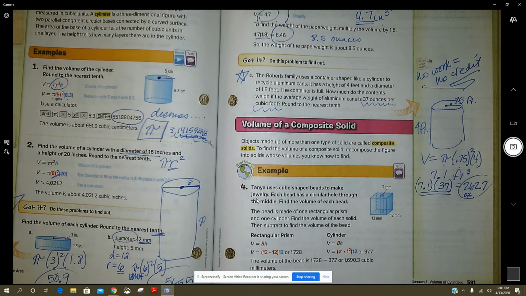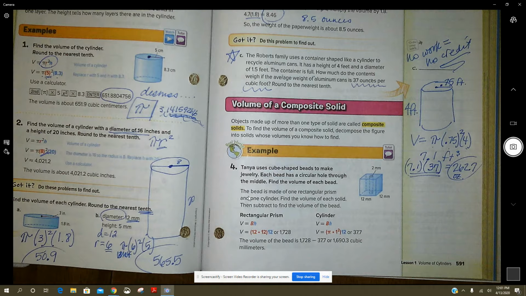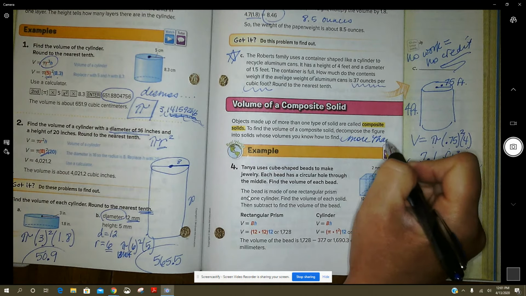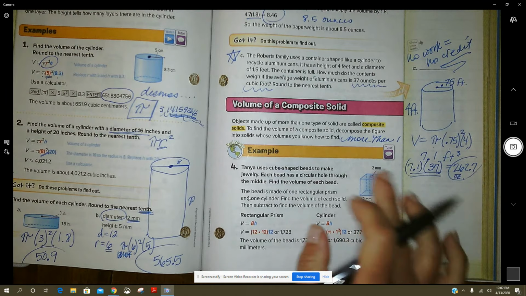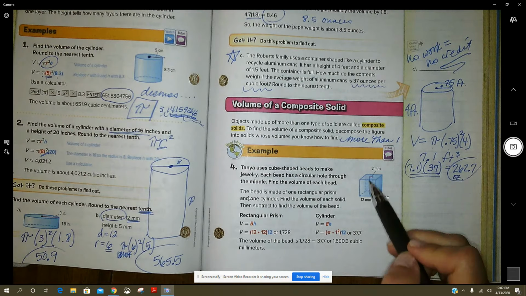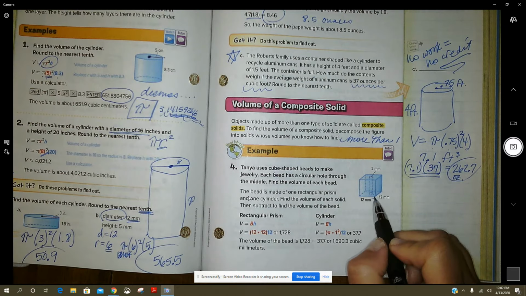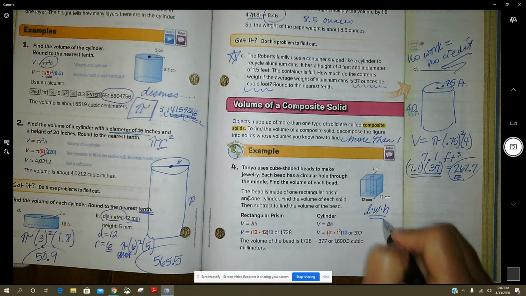All right, let's go take a look at the next part. Volume of a composite solid. What is that about? Composite solid. Well, composite solid just means that there's more than one. Okay, well, there's more than one. So let's take a look at this particular problem. Tanya has a cube-shaped bead. So here's a cube-shaped bead. By the way, do you know how to find the volume of a cube? Remember, it's length times width times height, right?